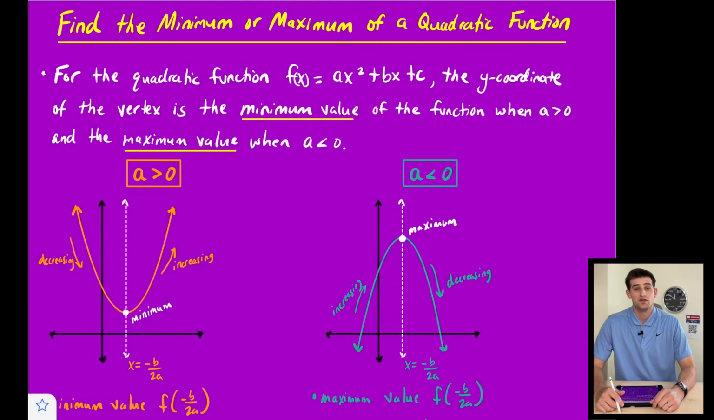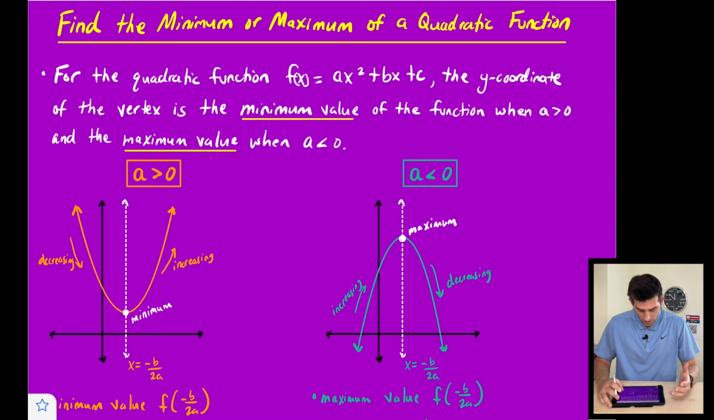Hello everybody, in this video we're going to talk about how to find the minimum or the maximum value of a quadratic function. So for the quadratic function in standard form, f of x equals ax squared plus bx plus c, the y-coordinate of our vertex is the minimum value of the function if a is greater than 0, so that means our parabola opens up, so we have a minimum value, or it's the maximum value when a is less than 0. So if a is a negative number, our parabola is going to open down, so our vertex is going to be at the top, that'll be our maximum.